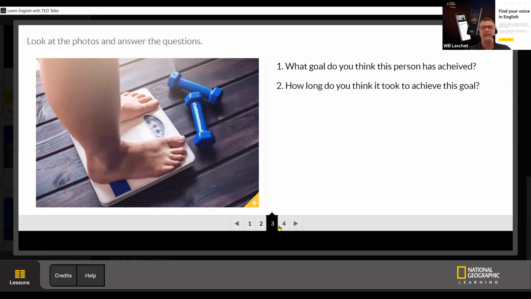A scale. Okay, so what is the goal here, do you think? This person on the scale, the goal is to lose weight, right? Losing weight. Antonio says it's my goal, keeping fit. Okay, so this is a goal that many of us probably share. And how about this? Is this a long-term goal? How long do we think it would take to achieve this kind of goal? It requires a lot of work keeping fit.